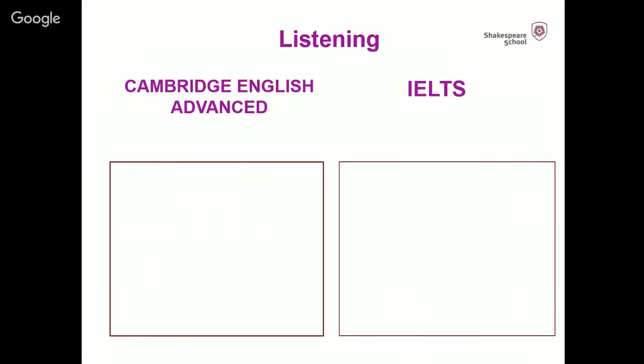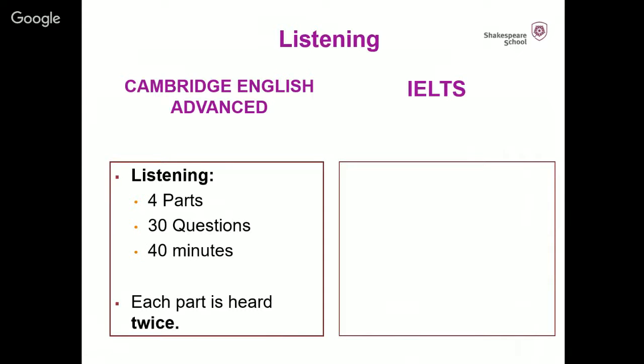In the Cambridge English Advanced, there are 4 parts, 30 questions, 40 minutes. Each part is heard twice. This is because the tasks are fairly tricky, which is to say that when you listen for the first time, you might select an answer, but the second time around, another might seem better.